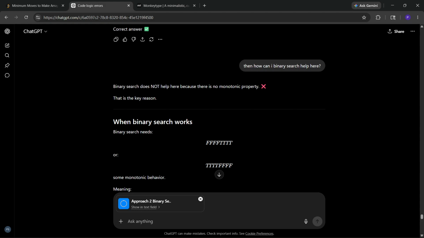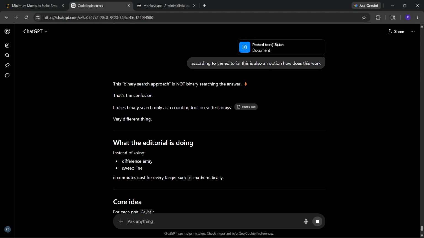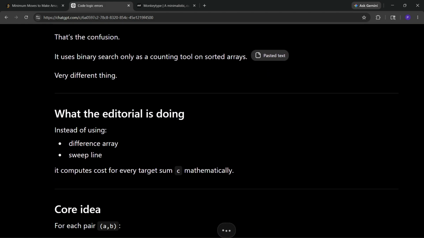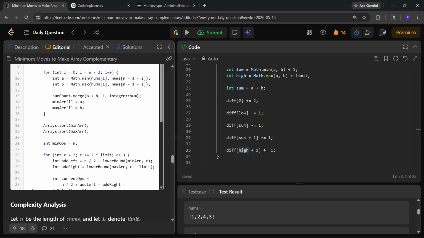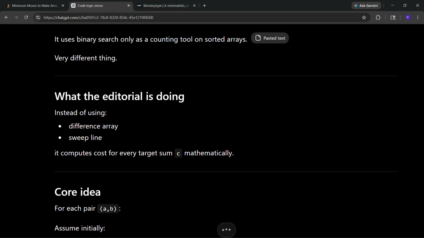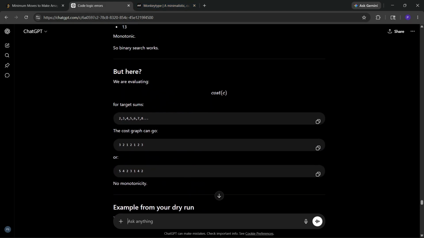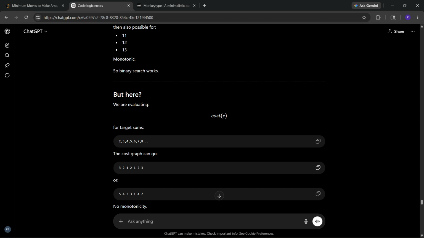According to the editorial, this is also an option. I didn't even read it. Okay, I need to spend some more time with it, but otherwise, I think I understand the general idea of the difference arrays.